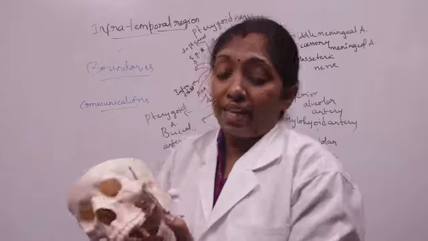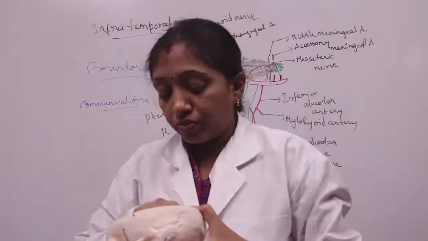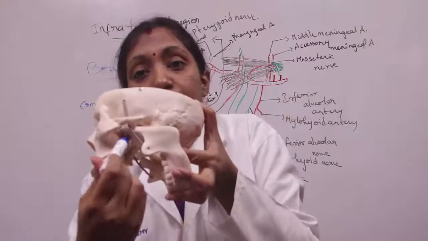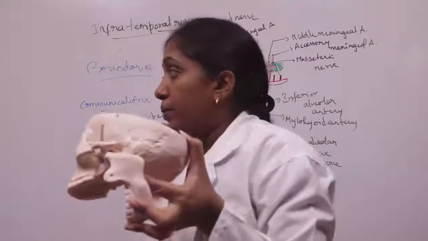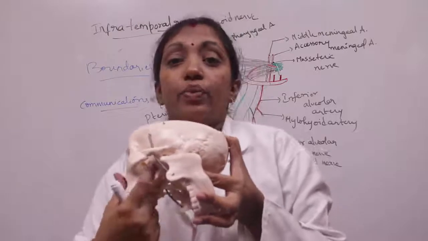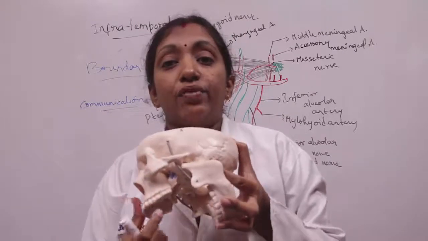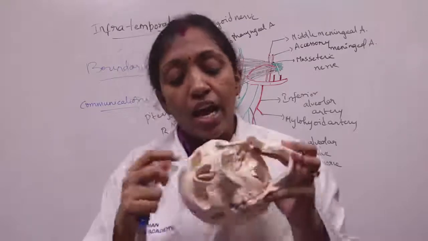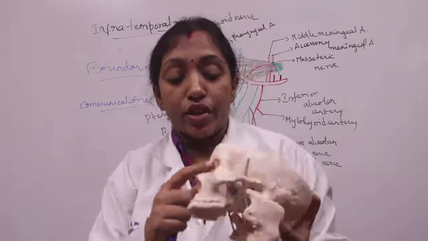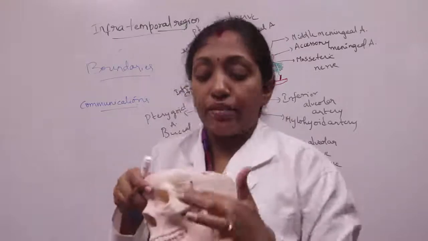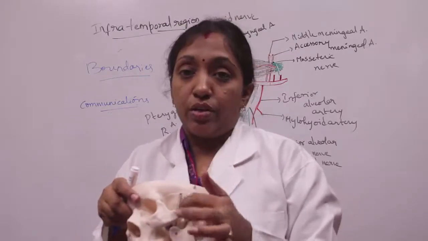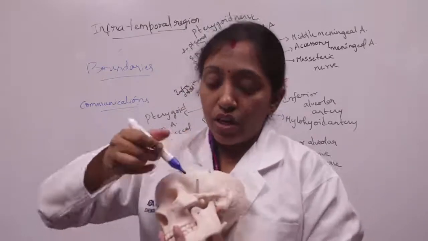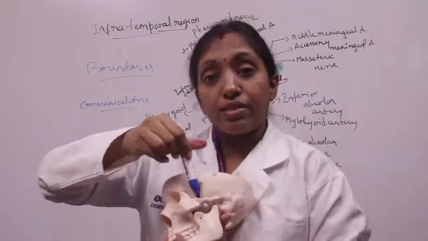fossa through the pterygomaxillary fissure. See here, the pterygomaxillary fissure is here. Anteriorly it communicates with the orbit through the inferior orbital fissure, and above and laterally it communicates with the temporal region beneath the zygomatic arch. So this is the temporal region and this is the infratemporal. This is the temporal fossa and this is the infratemporal fossa.